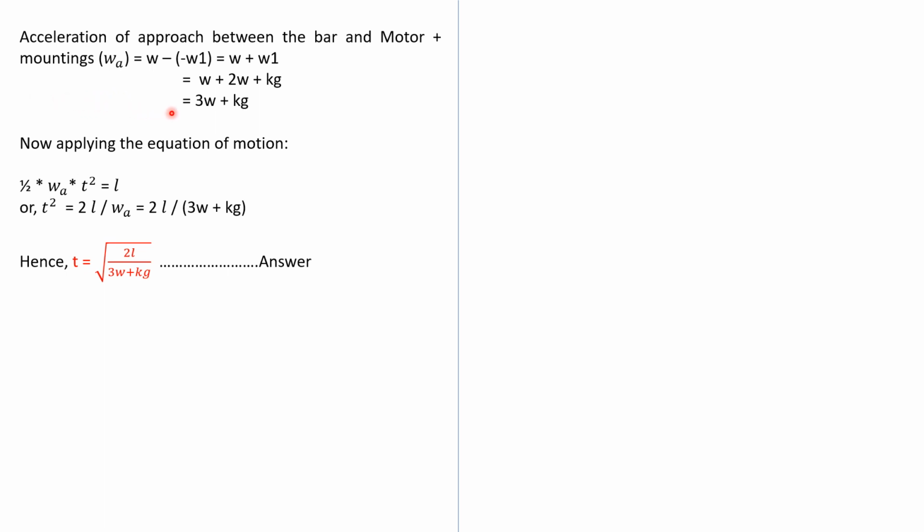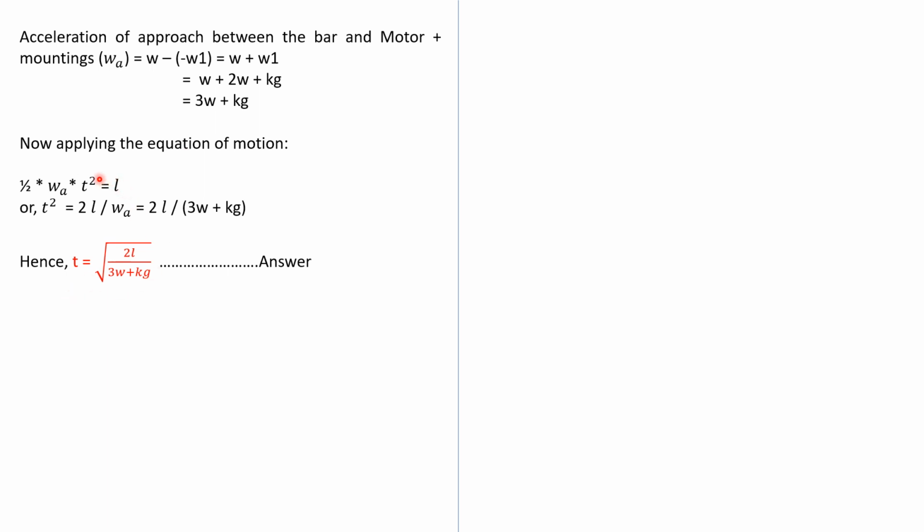Bar is moving in the positive x direction with W, and motor is moving in the negative x direction with W1. So acceleration of approach between the bar and the motor plus mounting is W minus W1, because the motor is traversing in the negative x direction. So then this acceleration of approach will be W plus W1. We will put the value of W1 from equation 5. So W plus 2W plus kg. So 3W plus kg.